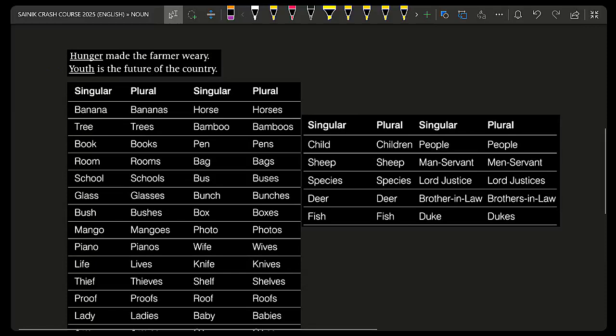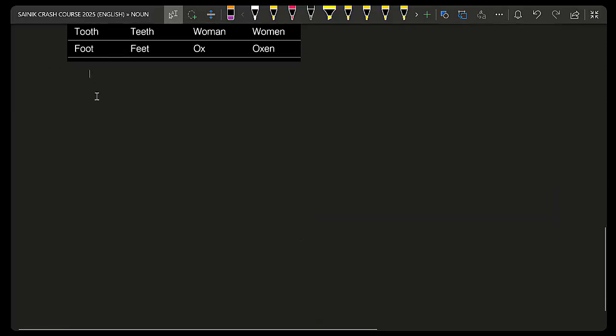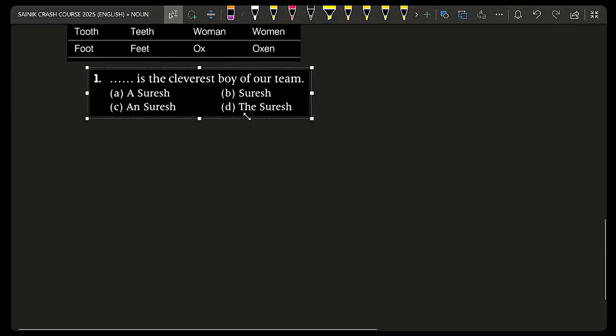Okay, I'm going to give some questions. All of you try to answer. So this is going to be about nouns. So the question number 1 is this. All of you try to answer this question.